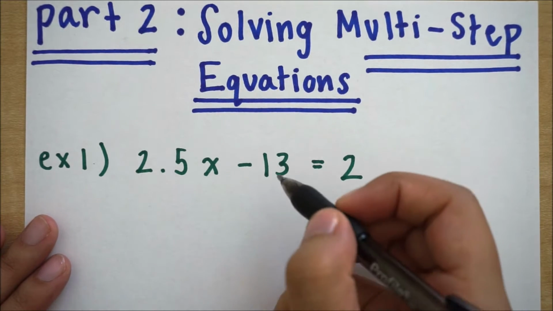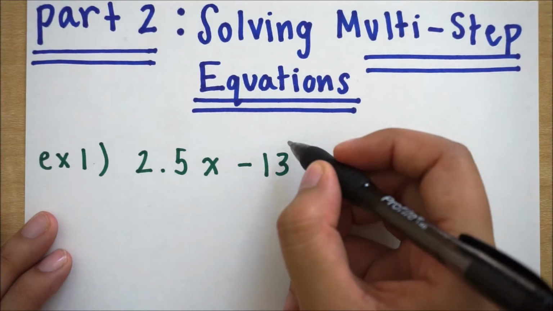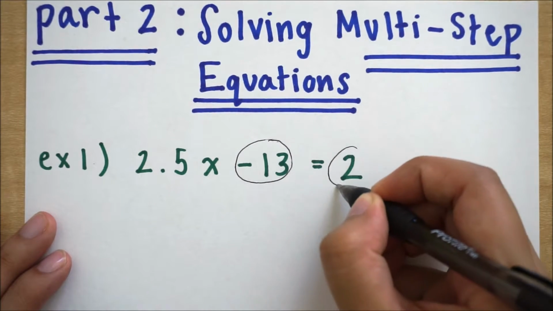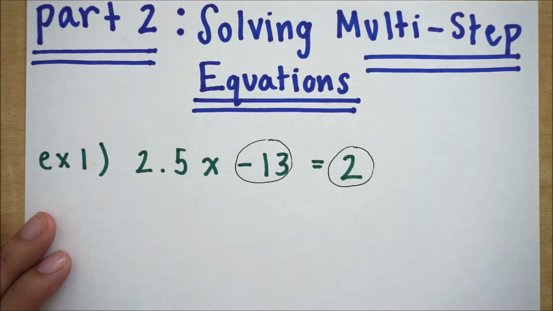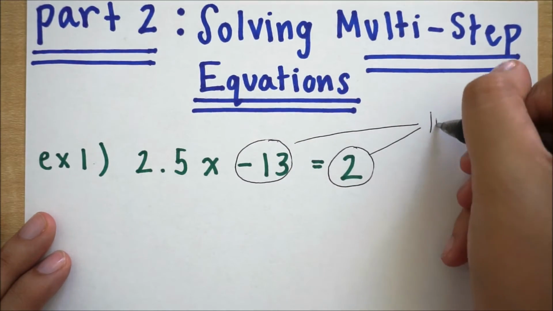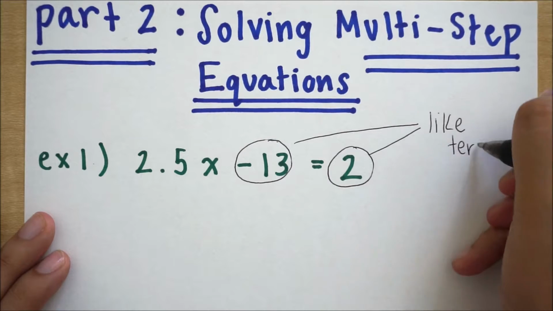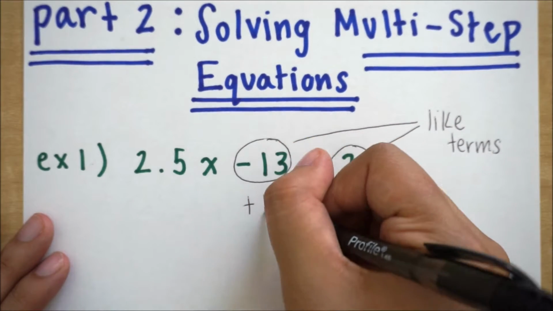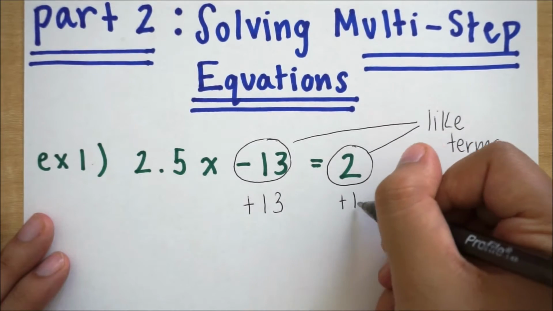So here in example 1, we have 2.5x minus 13 equals 2. So let's go ahead and look at negative 13 and 2. The reason I circled them is because these are like terms. That means that we can go ahead and add and subtract these terms and they can work with each other.